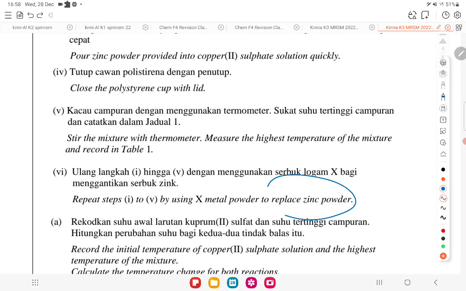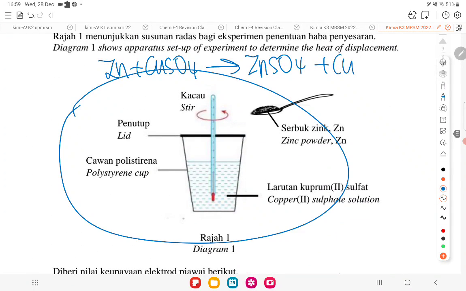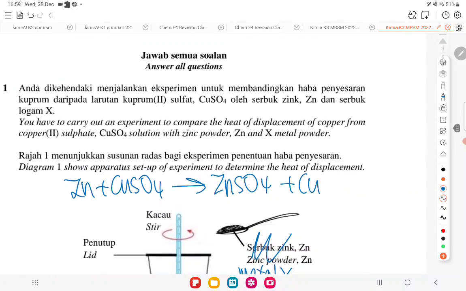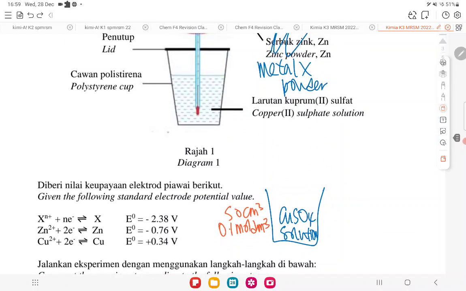Then repeat this entire experiment by changing the zinc powder to X metal powder. Initially we have zinc powder, so you repeat the whole thing, but now you change the zinc powder to another powder called metal X powder. We want to study the heat of displacement for copper sulfate and zinc, and copper sulfate and X metal powder. We use two different metal powders, and then we compare their heat of displacement. That is the purpose of this experiment.